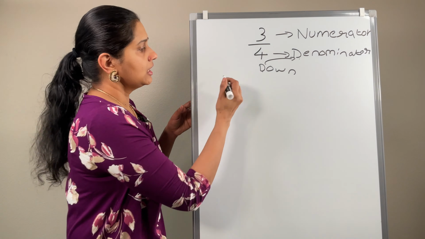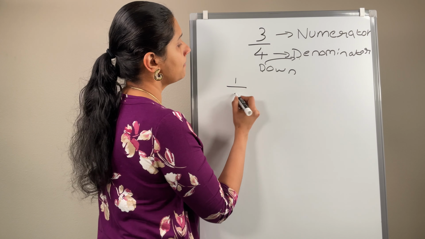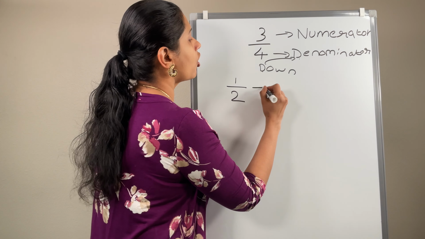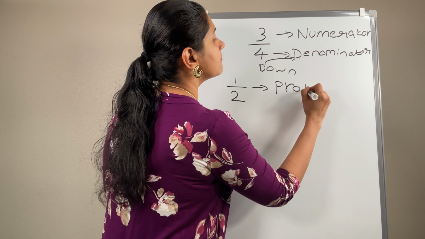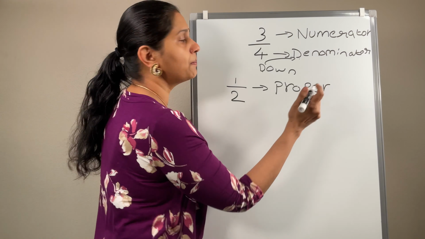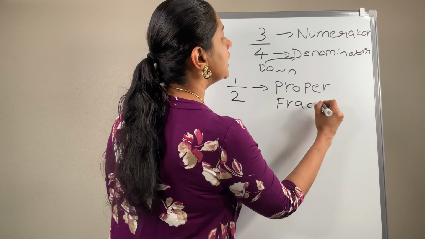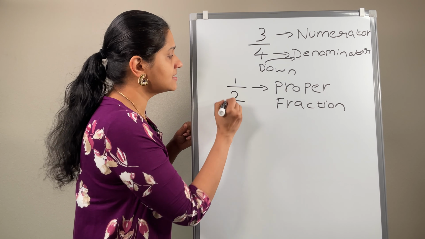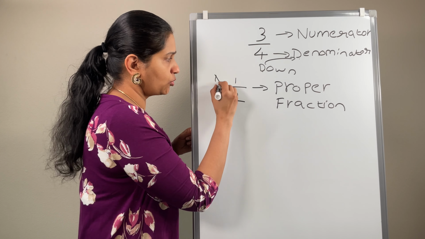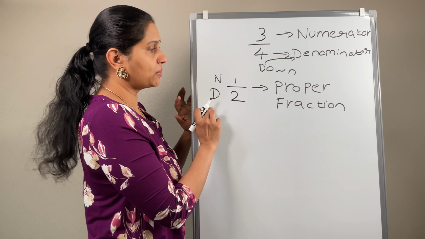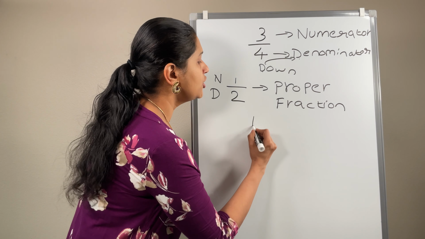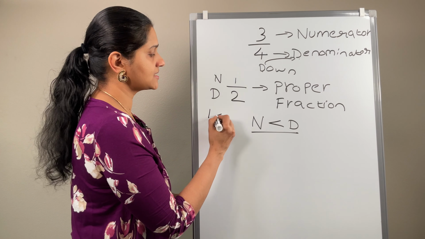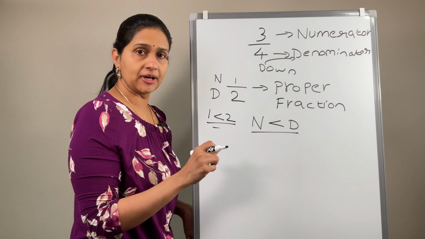Now, the second one. Consider this number 1 by 2. This is the numerator, this is the denominator. This is called a proper fraction. In a proper fraction, the numerator will always be less than the denominator. Here 1 is less than 2, so that is a proper fraction.